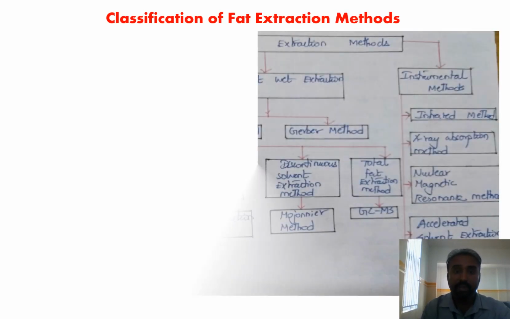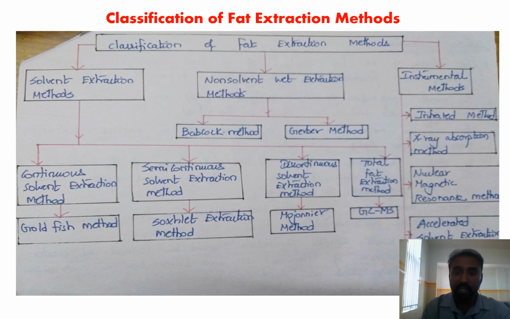So next, the classification of fat extraction methods. There are three different classifications. One is solvent extraction methods, non-solvent extraction methods, and instrumental methods. Solvent extraction methods are again classified into four: the continuous solvent extraction method, example the Goldfish method; the semi-continuous solvent extraction method, example the Soxhlet extraction method; then the discontinuous solvent extraction method, the example is the Mojonnier method; then finally the total fat extraction method, that is GC-MS.